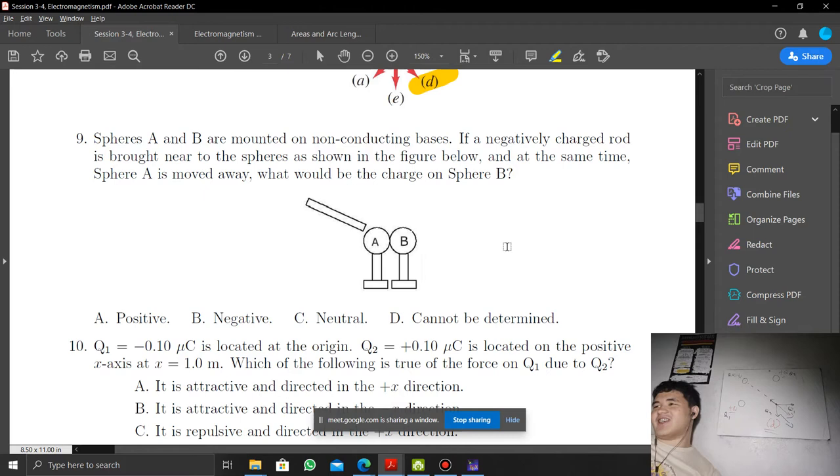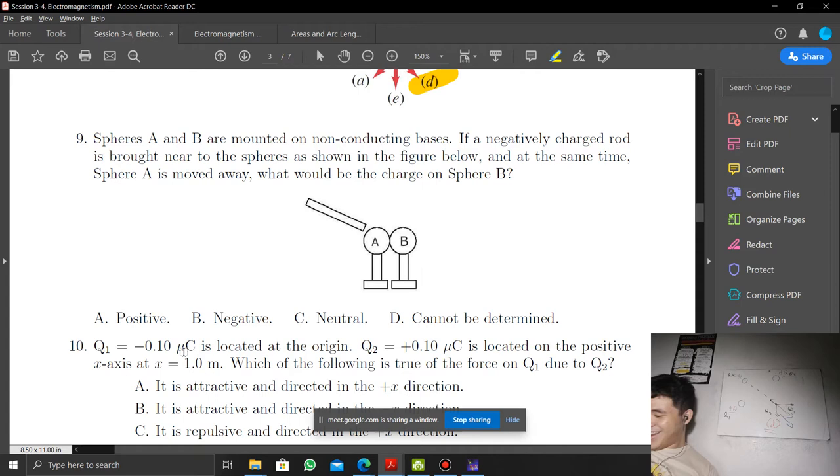So, dapat pupunta yung negative charges sa B, kasi negative yung rod, so lalayo. Paano ba? Okay, sige.